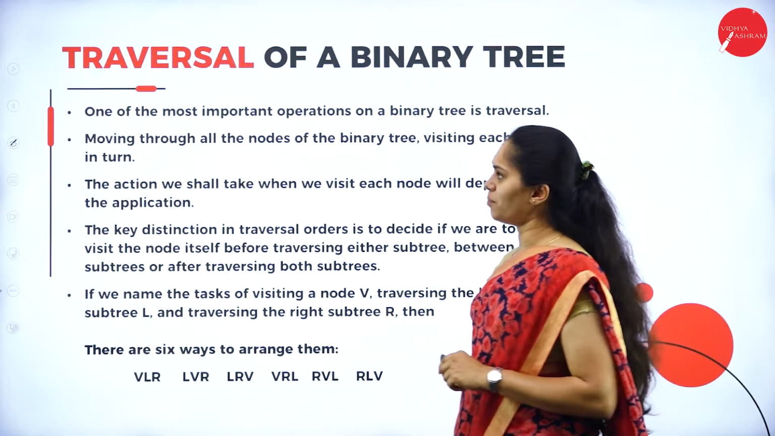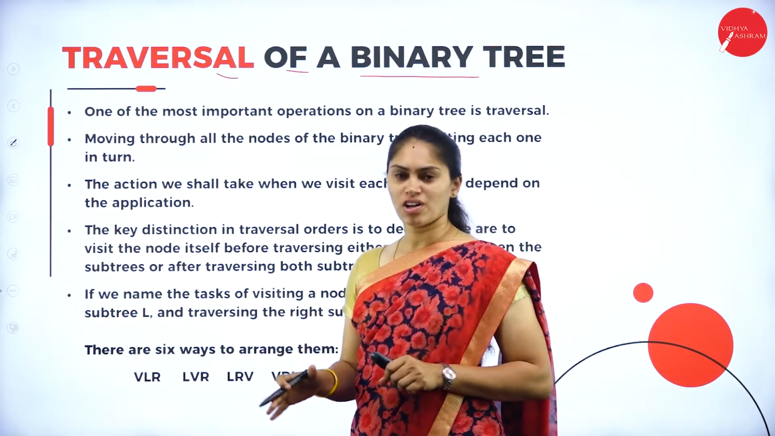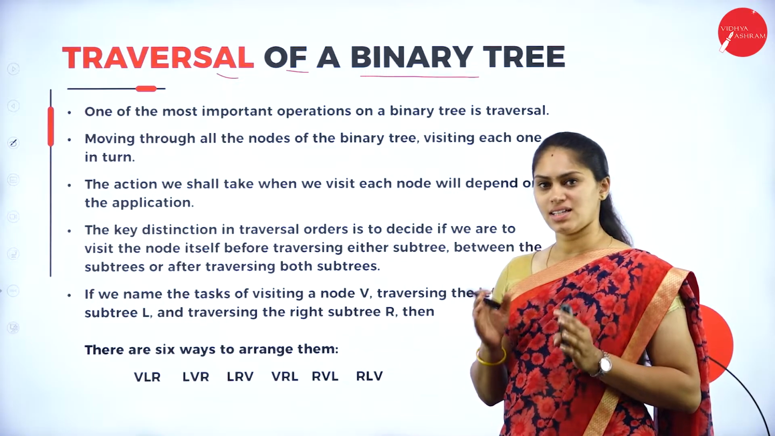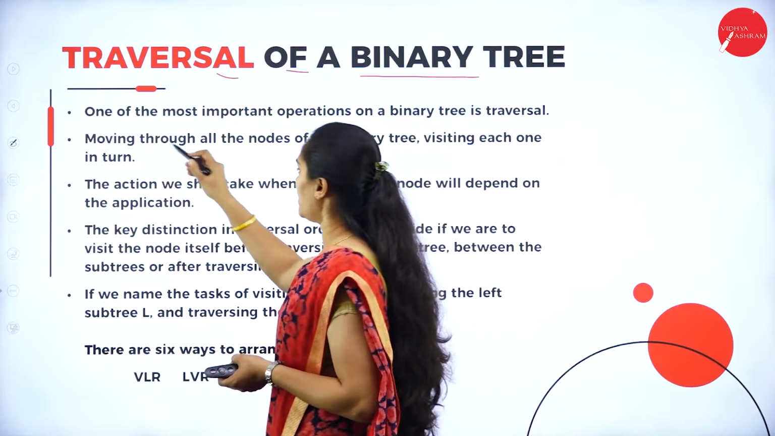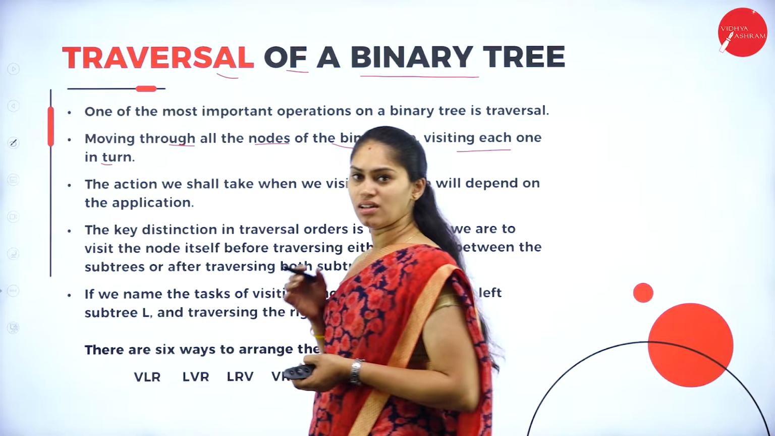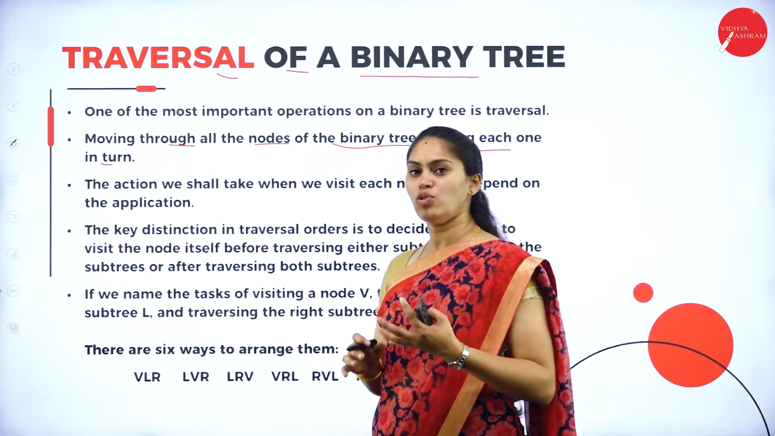We'll see the last topic, that is, traversal of a binary tree. As of now, we know that traversing means visiting each node exactly once, one by one from the beginning to the end, moving through all the nodes of a binary tree, visiting each one at a time. That is what we call traversing. And how do we traverse?